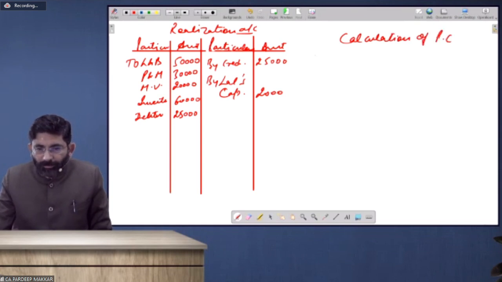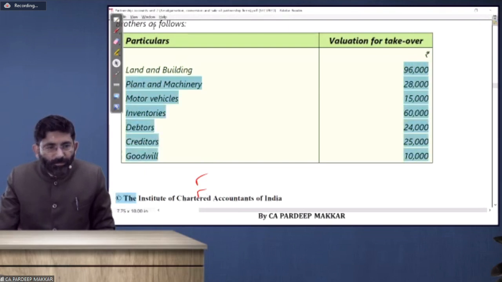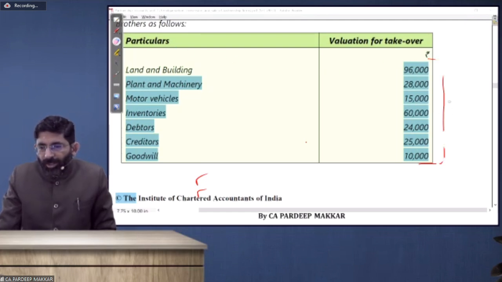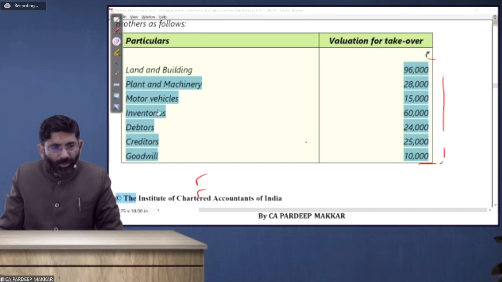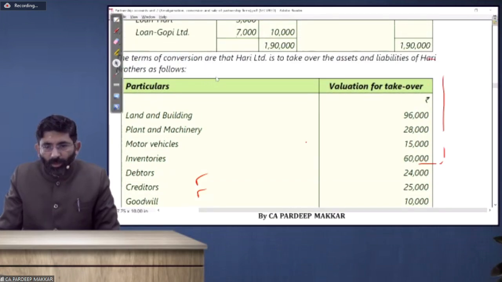You may do it here, or you may also see it from this. We can calculate it here also. It's very simple. Assets minus liabilities, the value at which assets and liabilities are taken over. Okay. So they have taken over all our assets or a few of the assets. They took over the assets and liabilities of Hari Brothers as follows.